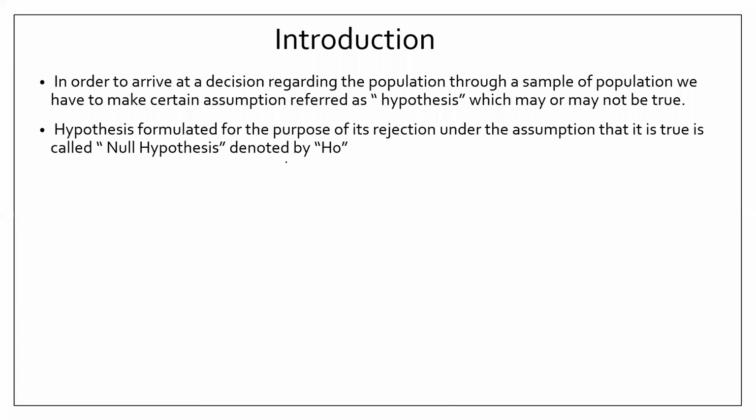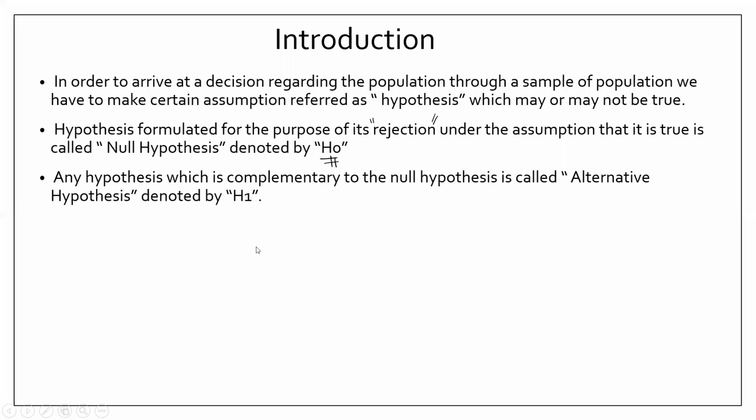Whatever null hypothesis you have formulated or assumed, the main purpose of this null hypothesis is that it may get rejected. We will formulate H naught in such a way that in my mind I have this point: if I'm assuming something, it should get rejected. That is called a null hypothesis. Its reverse, or its complement, is called the alternative hypothesis. We'll see how to formulate the hypothesis in problems.